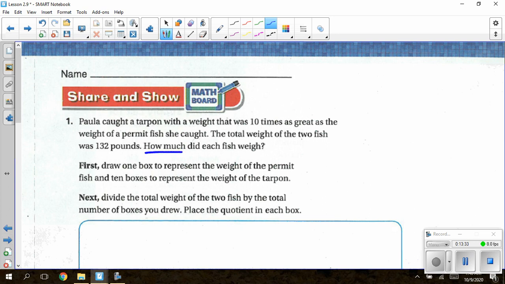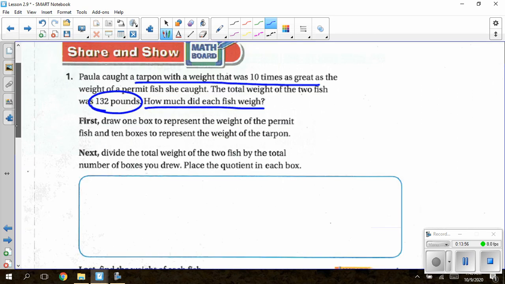So my question is asking for the weight of both fish. So I need to make sure for my answer I list the weight of each fish. And the information that I need to use is that the tarpon was 10 times as great as the permit fish, and that the total pounds that the 2 fish equals was 132.